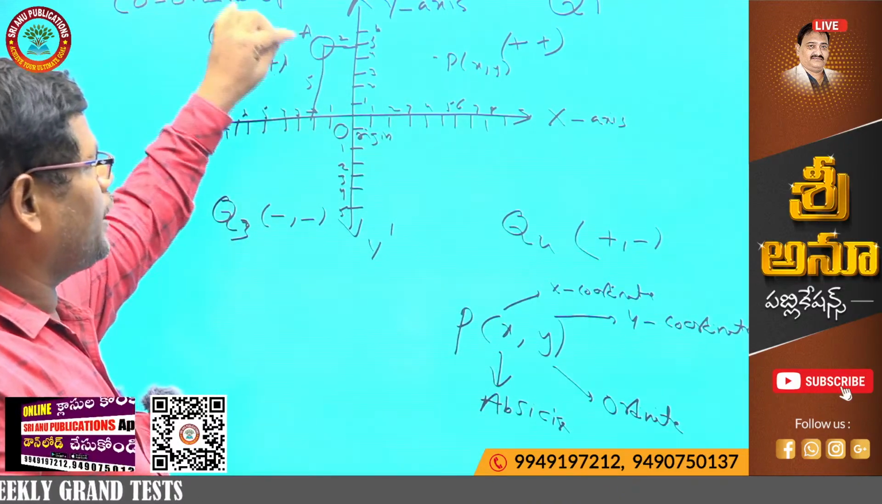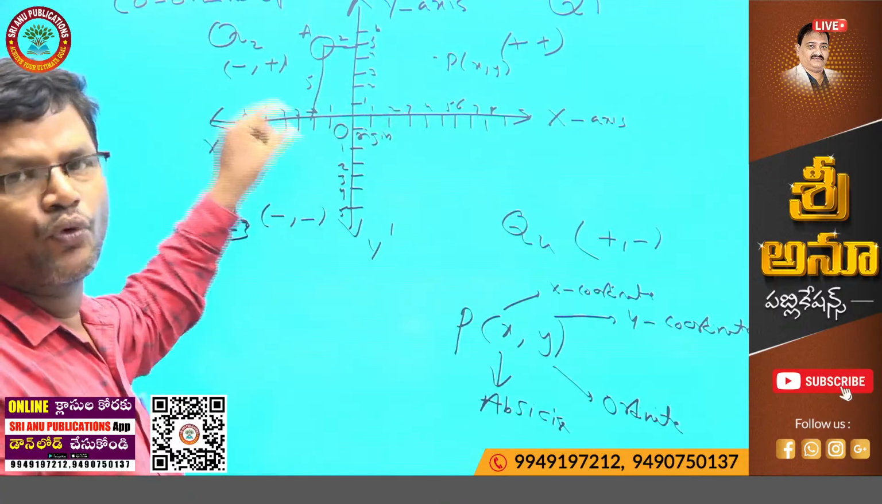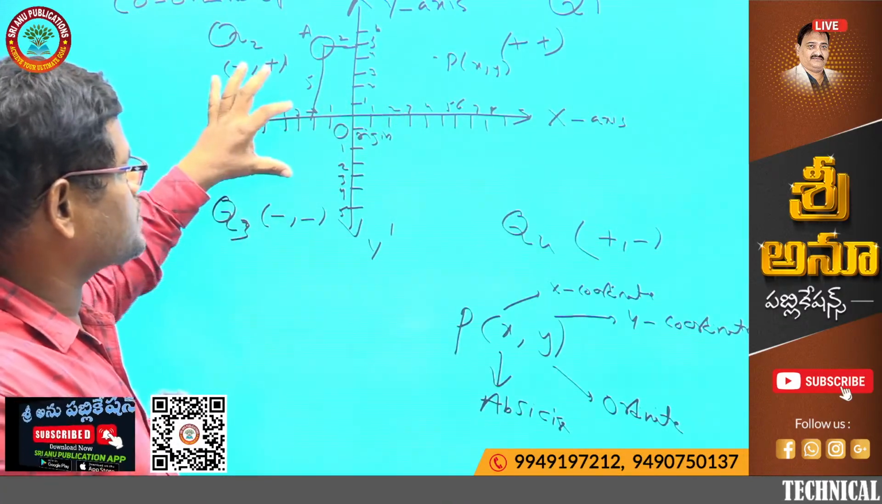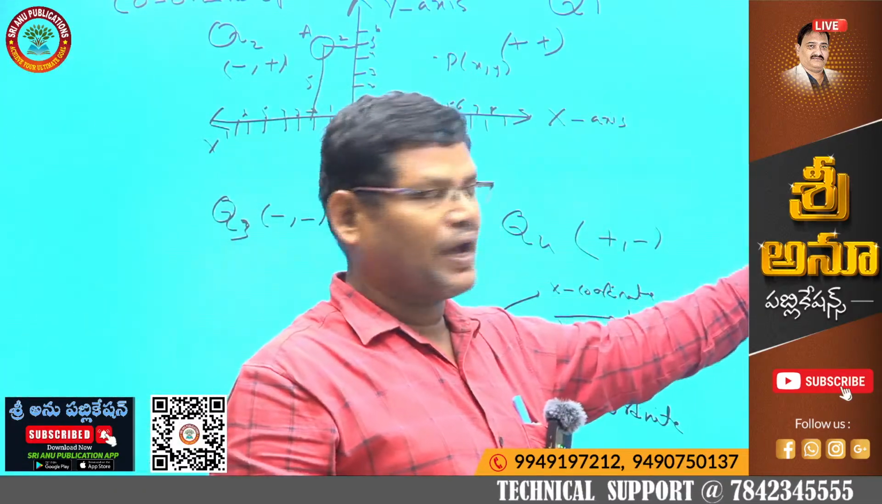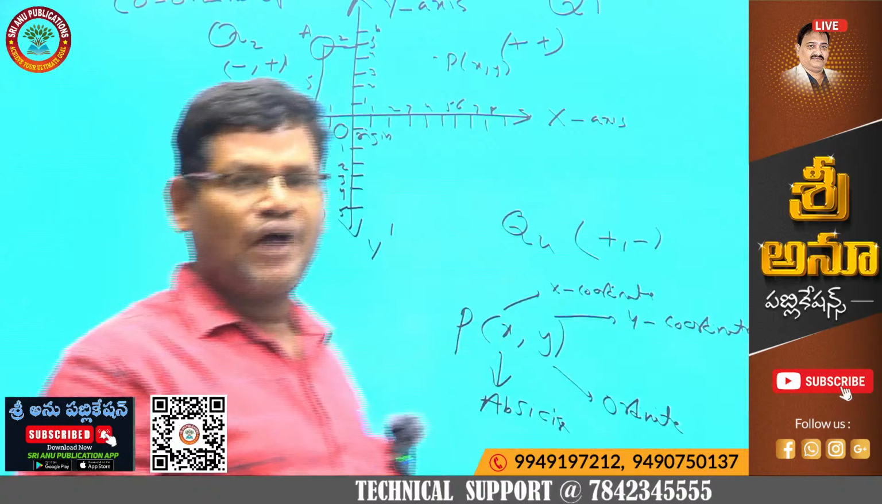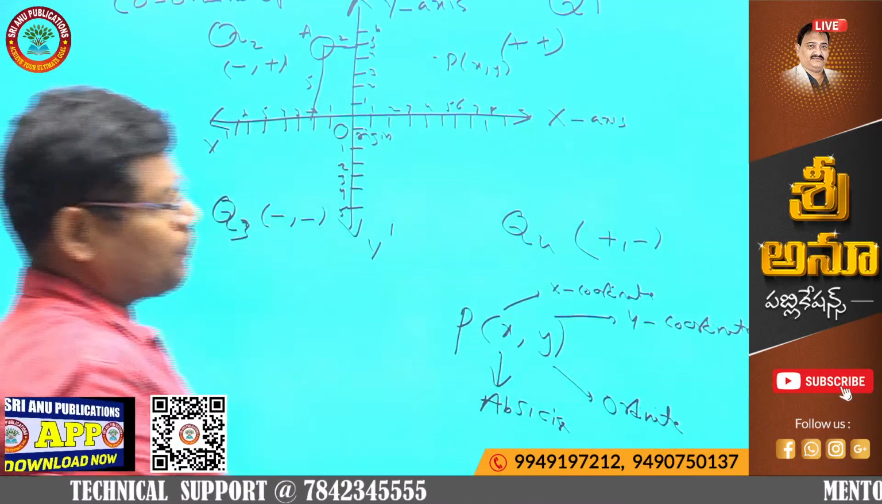The point A will be at a distance from the y-axis of only 2 units, and from the x-axis 5 units. Here the x value is minus 2 and y will be 5. So suppose you want to represent some point.